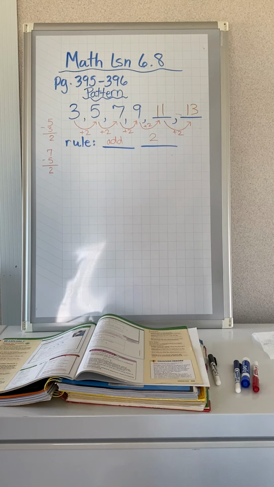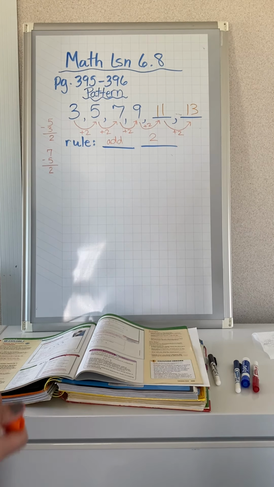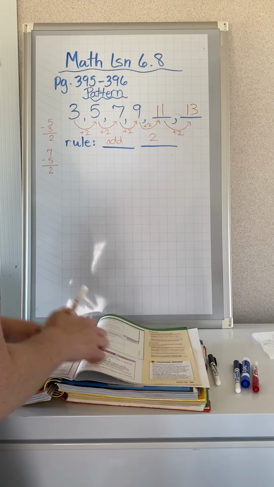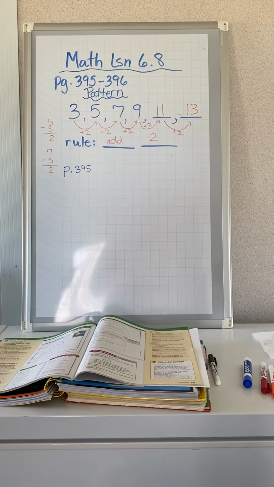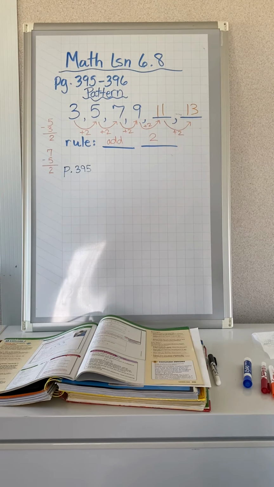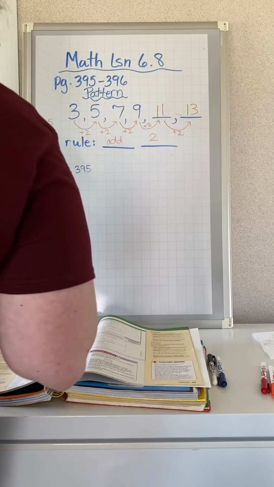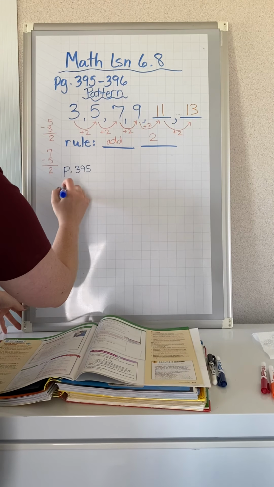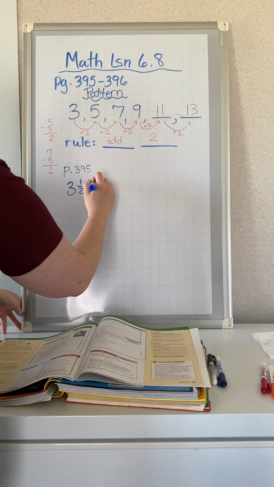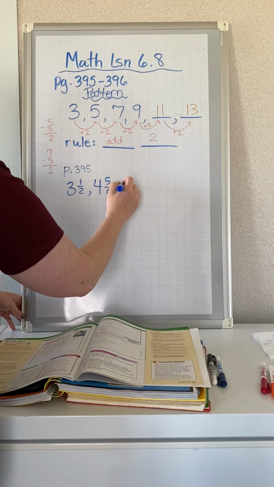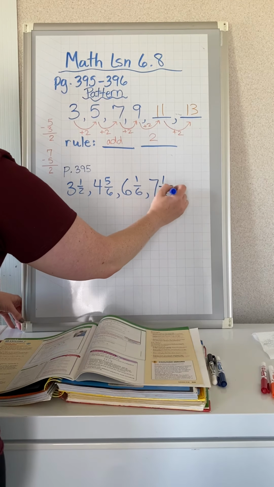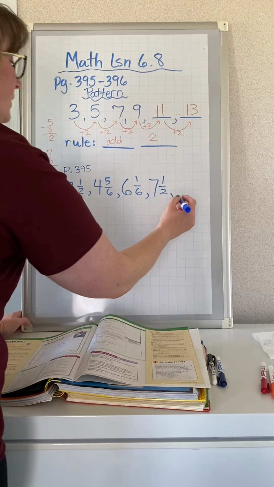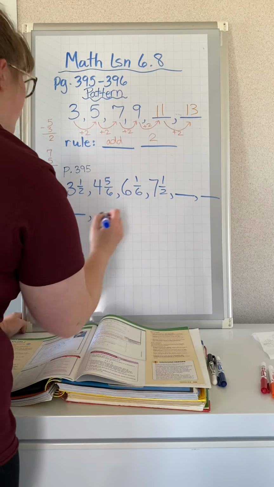So now you're doing the same exact thing, but now we're bringing in fractions and mixed numbers, and that's what we've been dealing with these past few weeks. Okay, so on page 395, we're going to go ahead and fill in the information for the examples there. We're going to start with, this is what they give you in step 1. They give you 3.5, 4 5/6, 6 1/6, 7.5. Yeah, 7.5. And then they want us to fill in 1, 2, 3, 4 more spots.